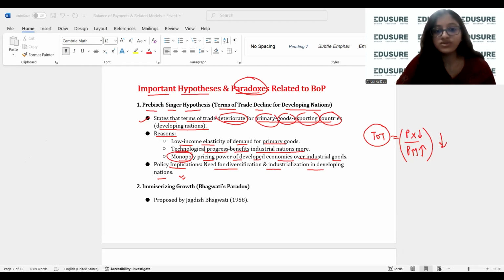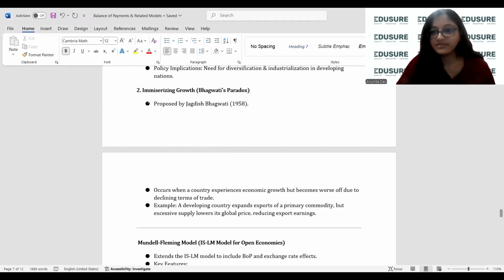Now let us go to Jagdish Bhagwati's theorem, which is the Immiserizing Growth theorem. So this is again a paradox. This paradox was proposed by Jagdish Bhagwati in the year 1958. It also tells you about the terms of trade.